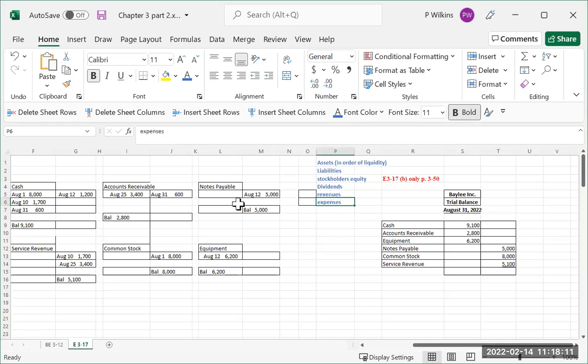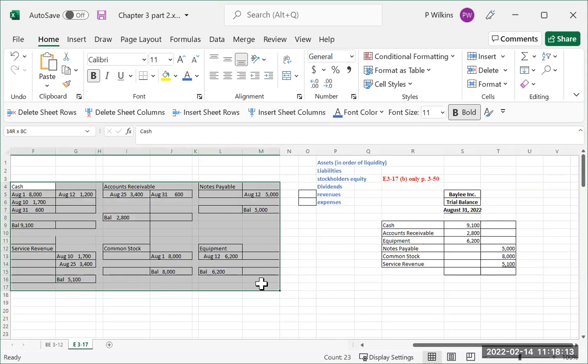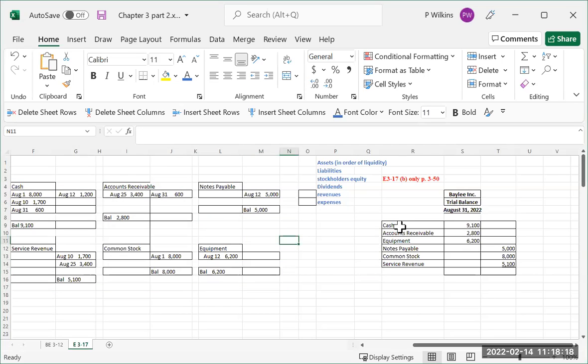Next would be expenses. We don't have any expenses listed here, which is kind of weird because companies always have expenses, but that's it. We've listed all the accounts. We have 1, 2, 3, 4, 5, 6 accounts, and we have 6 T accounts. So we've listed them all.